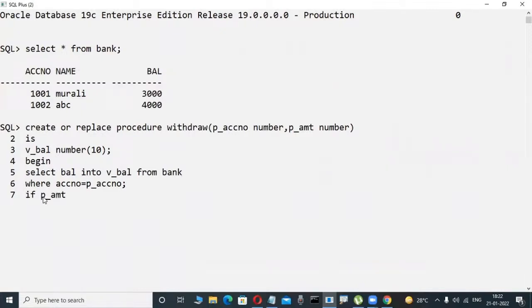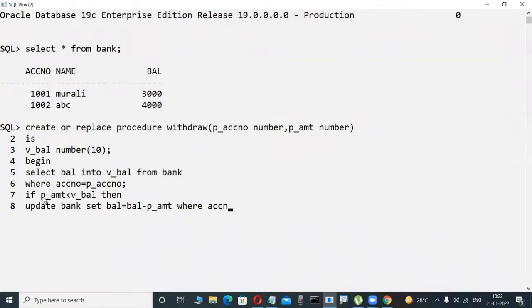Suppose that amount, observe logically, not the code. Here that amount is less than the available balance. Then I want to affect that in the database. Update table name set balance is equal to balance minus p_amount, and there is a where clause in the code.